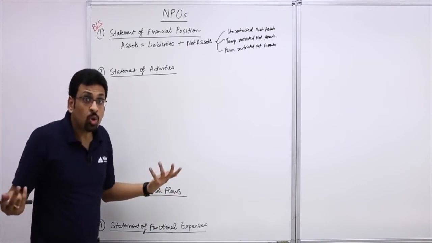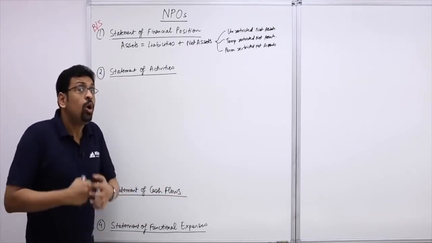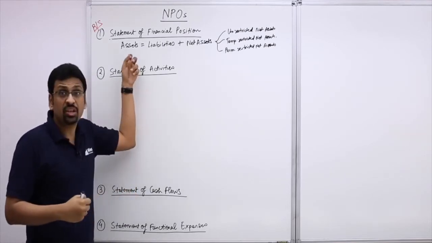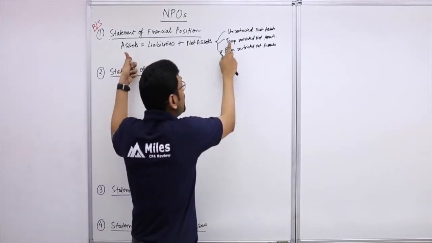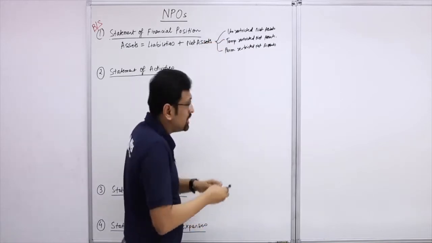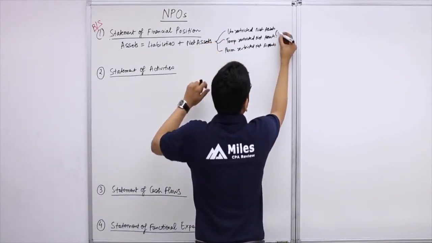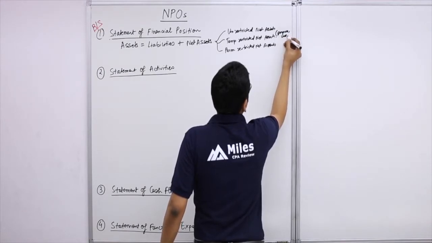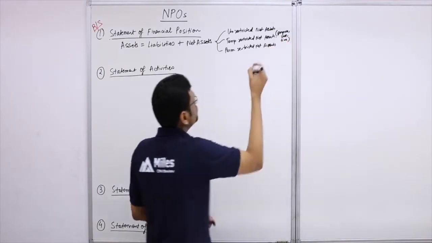Or let's say the donor tells them, take this money now, don't use it for 2 years, use it only after 2 years. Again, cash is increasing, but this is temporarily restricted. So this temporary restriction can be due to purpose, use, or time.